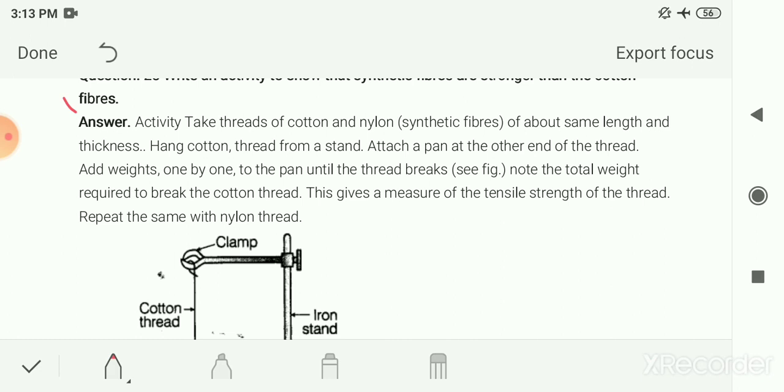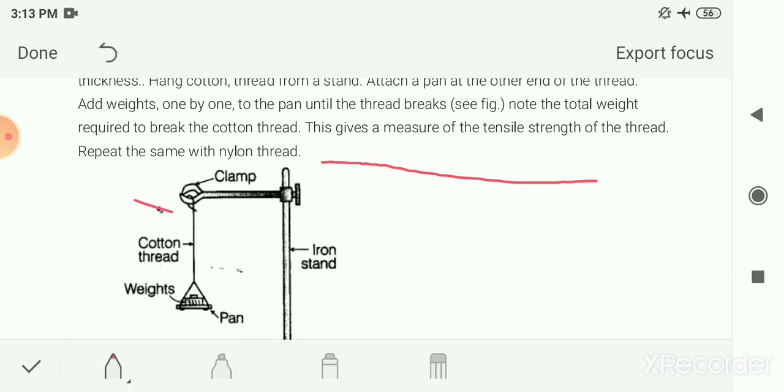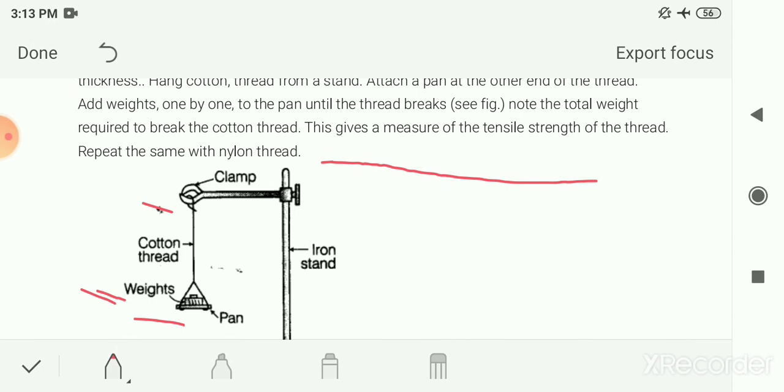Now hang the cotton thread from a stand and attach a pan at the other end of the thread. As shown here, the cotton thread is tied to the clamp, and on the other end the pan is hung with this cotton thread. Now add some weights one by one to the pan until the thread breaks. Note the total weight required to break this cotton thread, and this gives a measure of the tensile strength of the cotton thread.